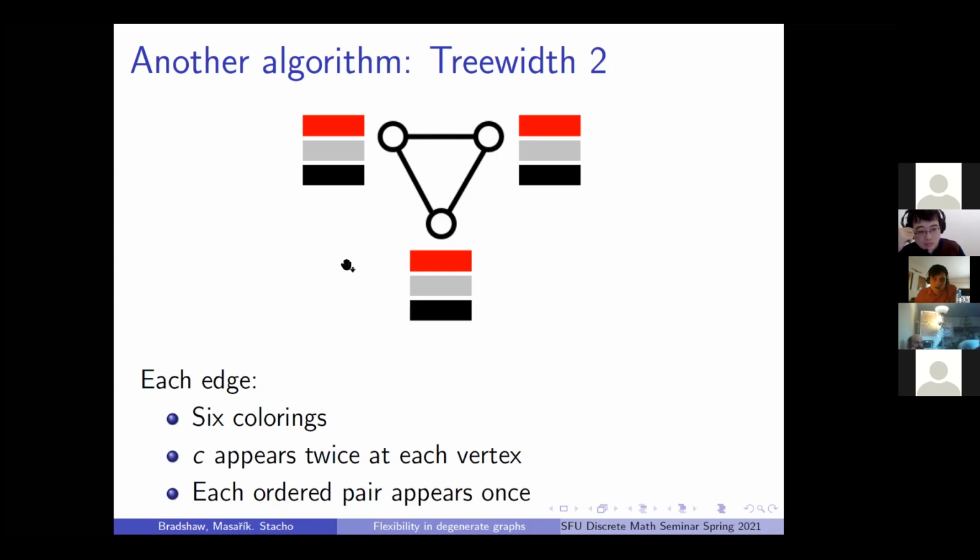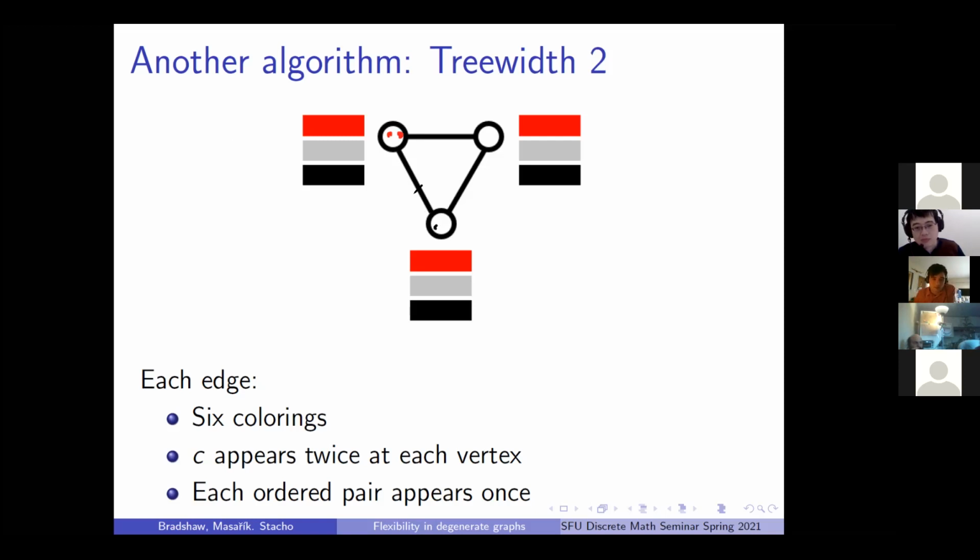And what you would notice is that a certain property would hold for this set of 6 colorings at each edge. First of all, you would get 6 possible colorings. Second, you would notice that each color on each list appears exactly twice at each vertex. So there are 2 colorings that use red here. You can have red, black, or red, gray along this edge.